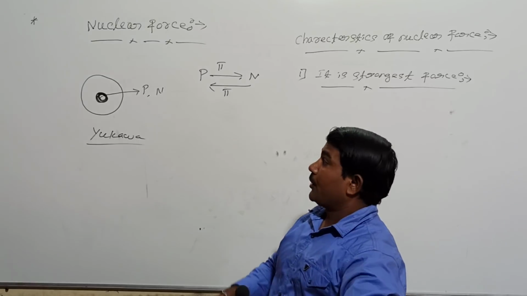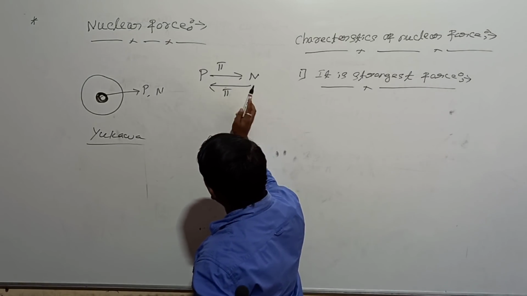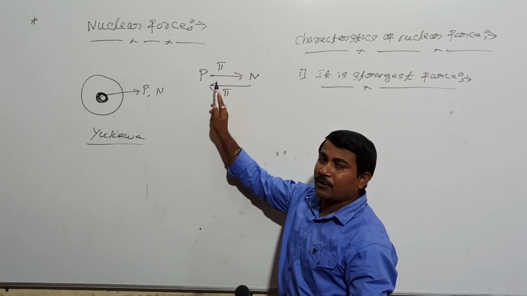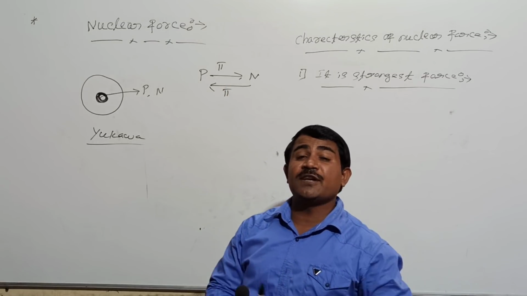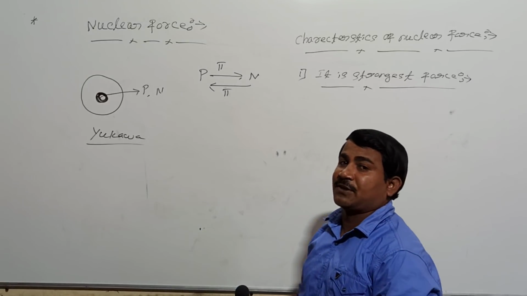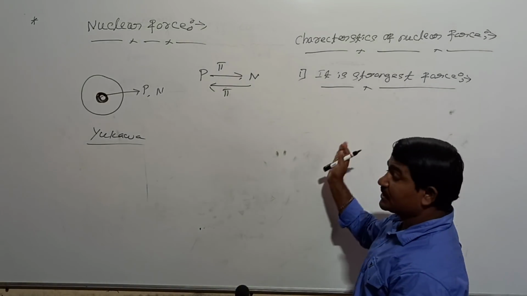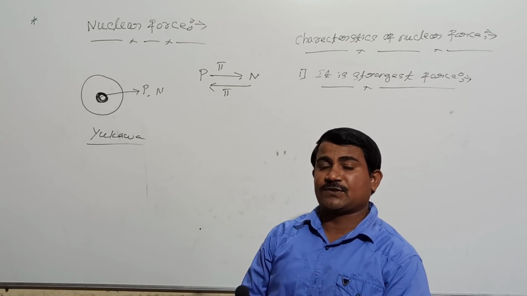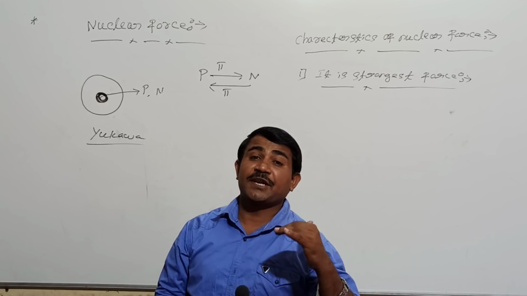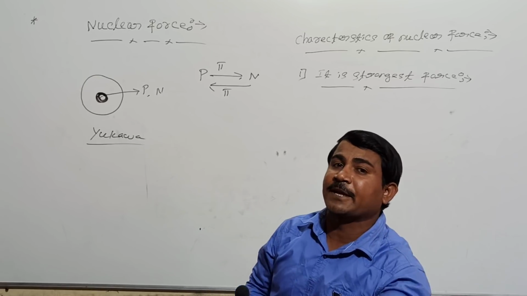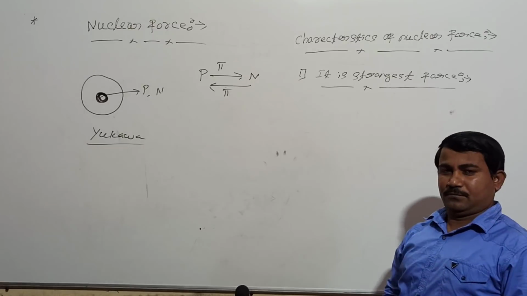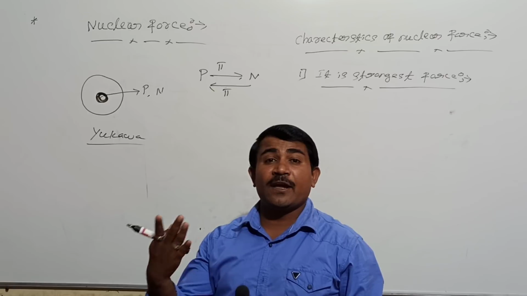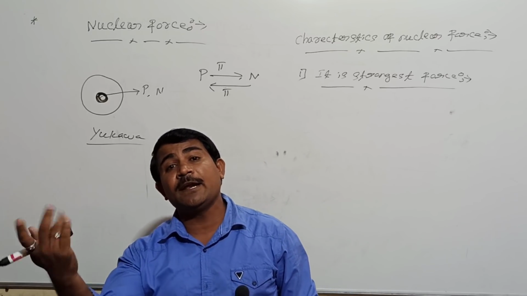Along with that, due to interconversion of proton into neutron and neutron into proton, the exchange of particles that we are calling pi mesons occurs. Due to exchange of pi mesons, nuclear force arises. Experimentally it is shown that the nuclear force between two protons is greater than 100 times the electrostatic force. How much greater? As compared to electrostatic force, nuclear force is 100 times greater.